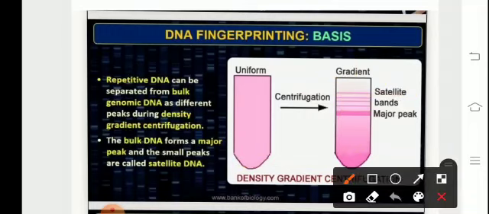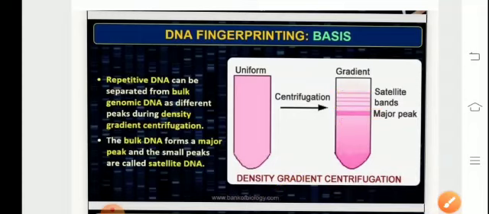The separation can be carried out using density gradient centrifugation, where on the basis of density, the different repetitive fragments get separated. The ones which have a higher density settle lower, and at the top will be the ones which have the least density. The bulk DNA will form a major peak, and the small peaks are formed by the satellite DNA.